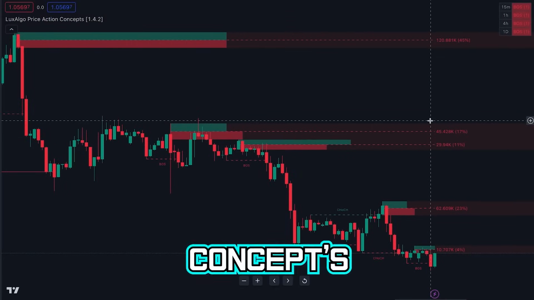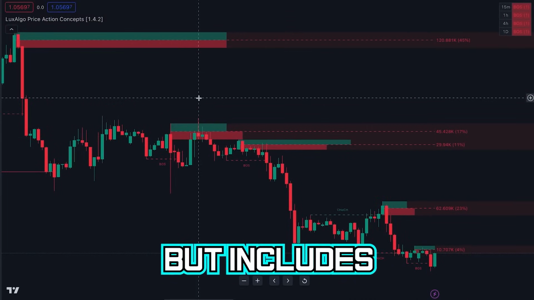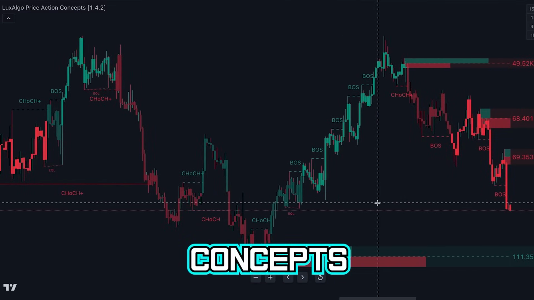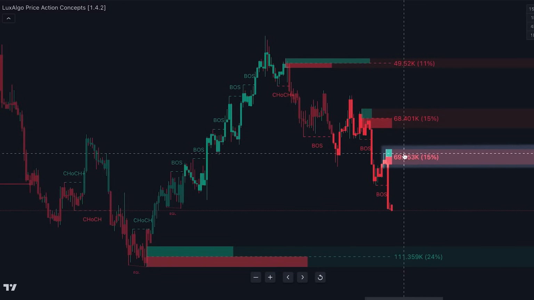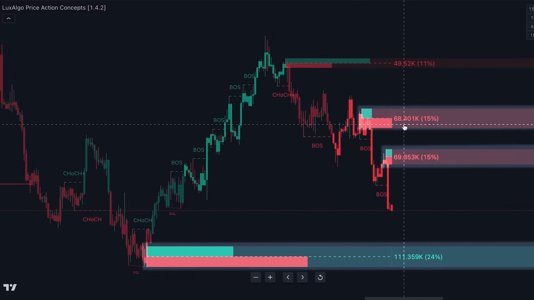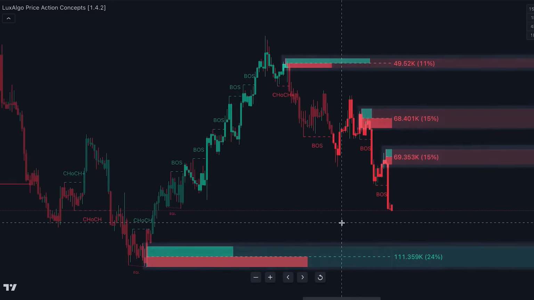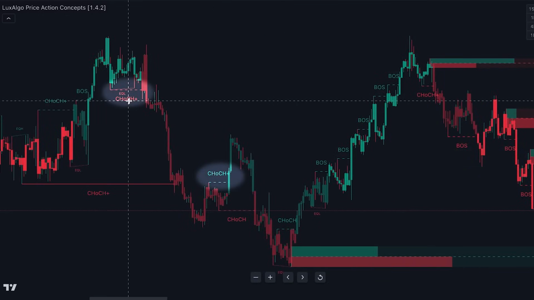The Price Action Concepts indicator is similar to the Smart Money Concepts indicator but includes more features and improved versions of the features in the Smart Money Concepts indicator. If we look closely, we can see that the order blocks now have data regarding the volume that is inside them, so you can know if there are more buyers or sellers, as well as improved market structure labeling to know which labels are more powerful.